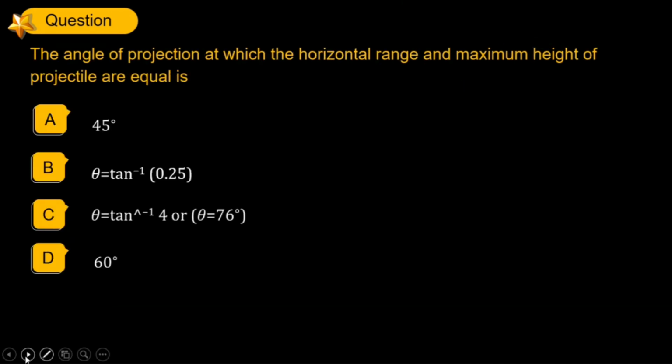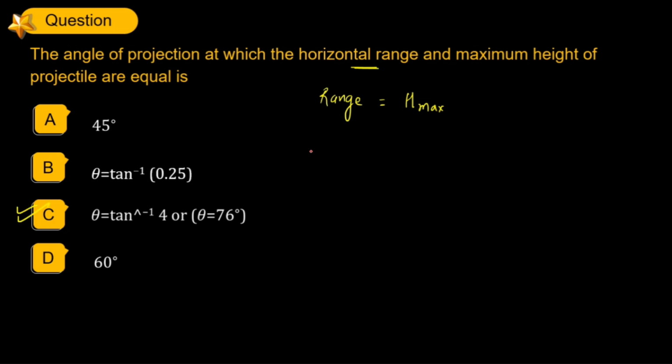Let's move ahead. Now let's take a few seconds and try it out. The question says, what is the angle of projection at which horizontal range and maximum height of the projectile are equal? So here you just have to find out the angle for which this horizontal range is equal to h max. So use this relation where the horizontal range is equal to h max, and just let me know what should be the angle. Try it out.